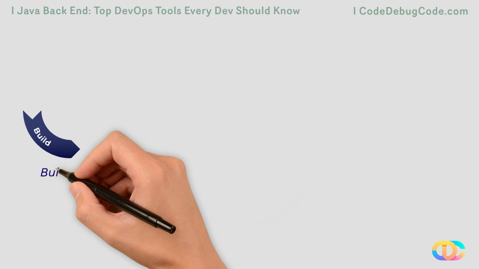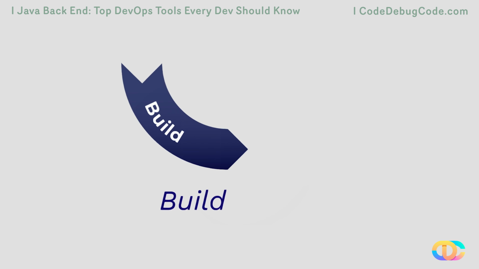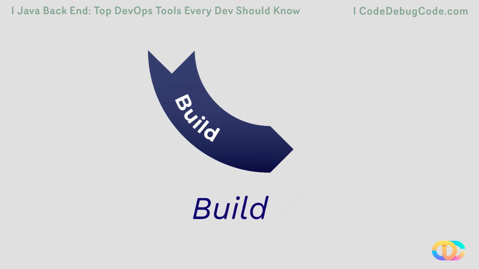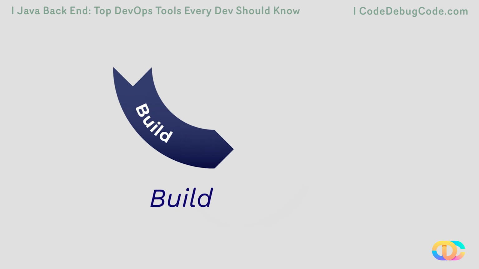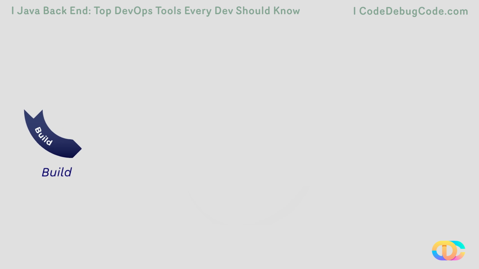Now, third step is how to build. Once the code is ready, it needs to be compiled into a working application. Automation tools help streamline this process. Now, let's talk related tools. Best tools for build parts of DevOps will be.